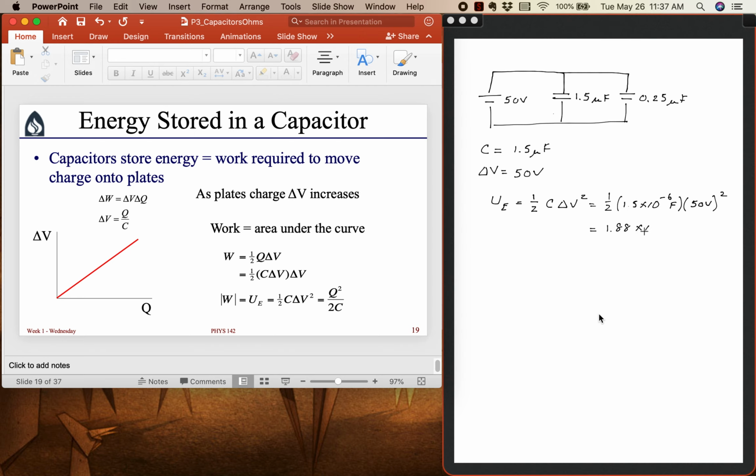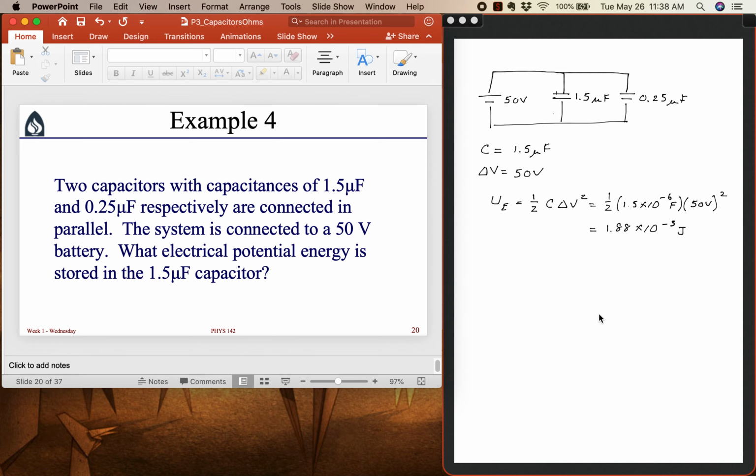1.88 times 10 to the minus 3rd joules, or 1.88 millijoules. That is stored in this capacitor. So that's the amount of energy stored in that capacitor, and if the capacitor discharges, that's the amount of energy that I would get out of that capacitor.